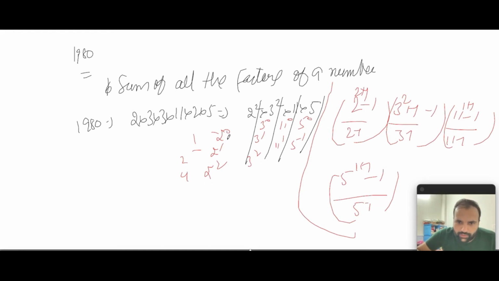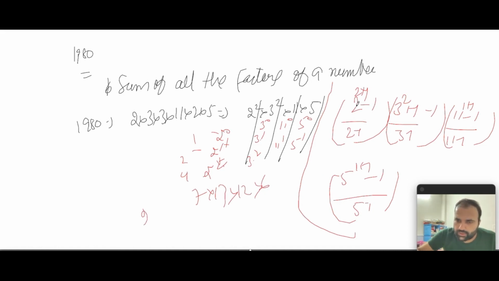And then you multiply over here. So you add up all the factors, because we need to add them up. So add it up over here. We are getting 4 plus 2 plus 1 is 7. We're getting 9 plus 3 is 12 plus 1 is 13. We're getting 11 plus 1 is 12, and we're getting 5 plus 1 is 6. So this is what we're getting.